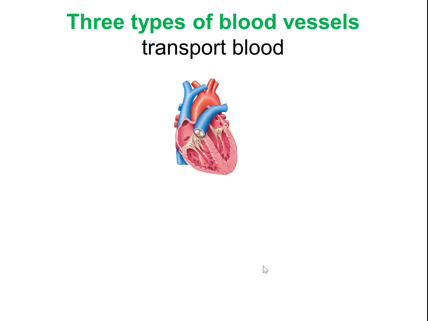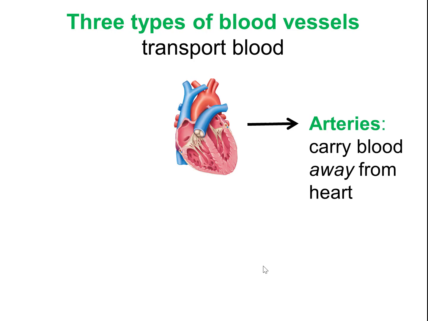So let's first discuss the blood vessels. So remember, the blood vessel's job is to transport the blood throughout your whole body. Now there's three types of blood vessels. The first are called arteries, and what they do is they always carry blood away from the heart. So if here's the heart, if you go away, you're using an artery. So I like to remember A for artery, A for away.